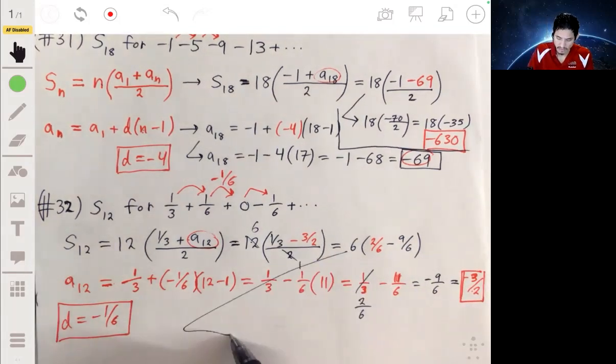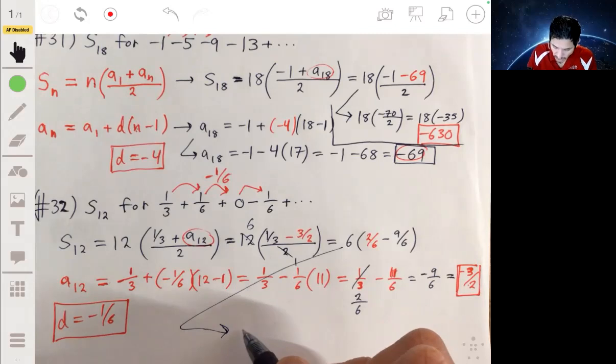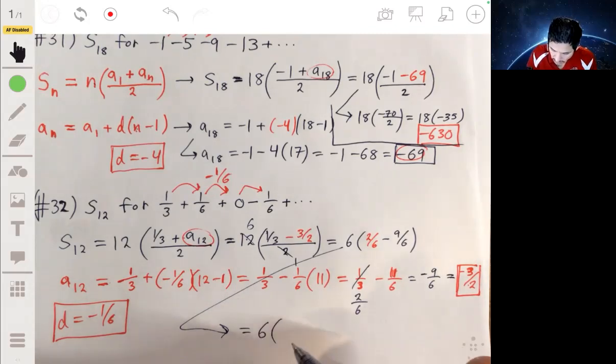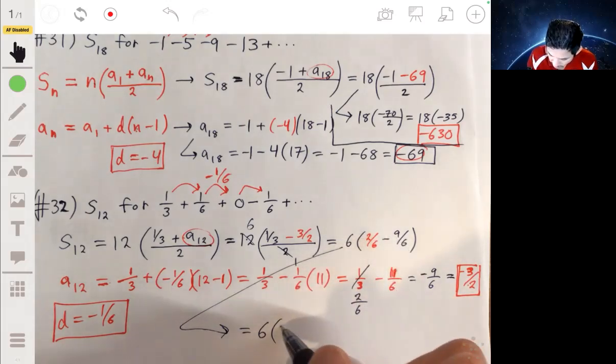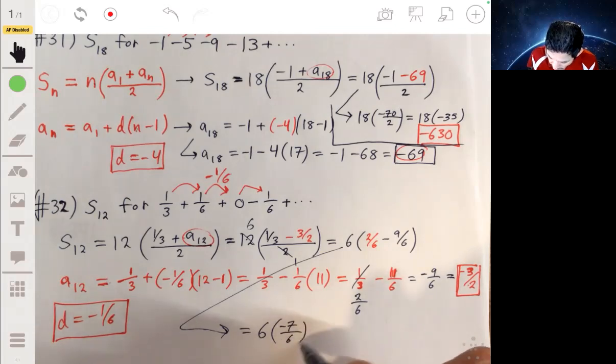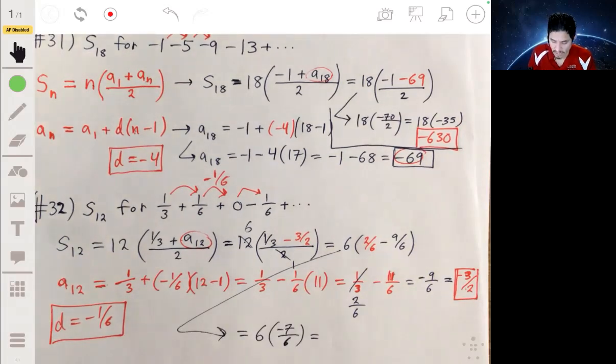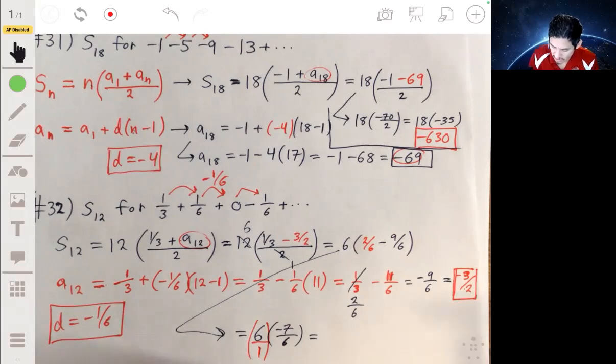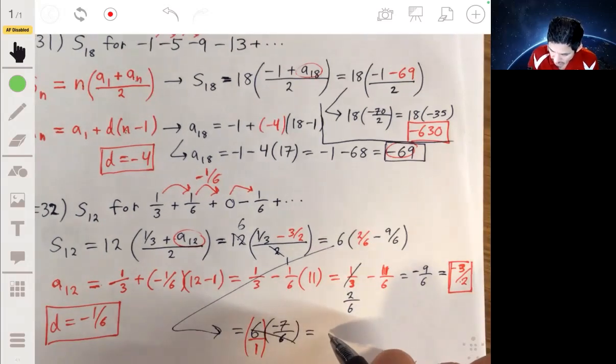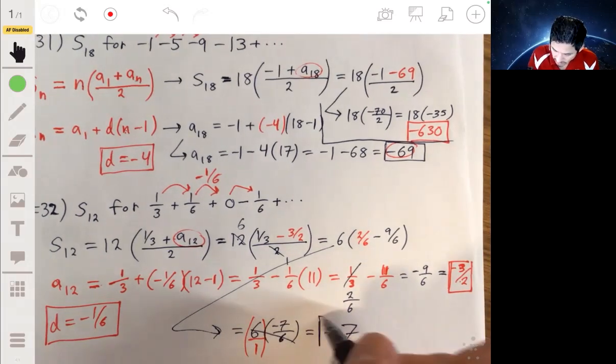Let's go down here to finish this problem. S12 will be equal to 6 times 2/6 minus 9/6. 2 minus 9 is negative 7 over 6. As a fraction, this is 6 over 1 times negative 7 over 6. So these 6's cancel too, and your final answer is just negative 7.